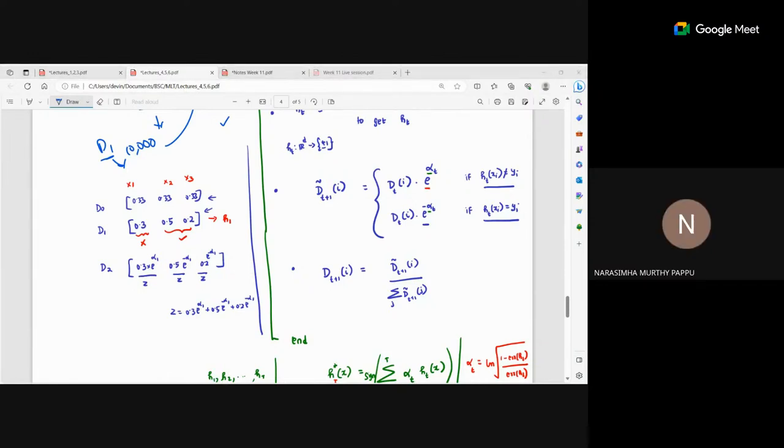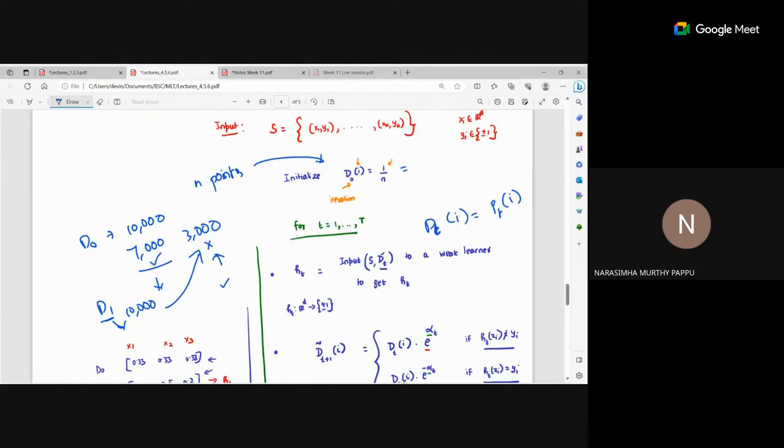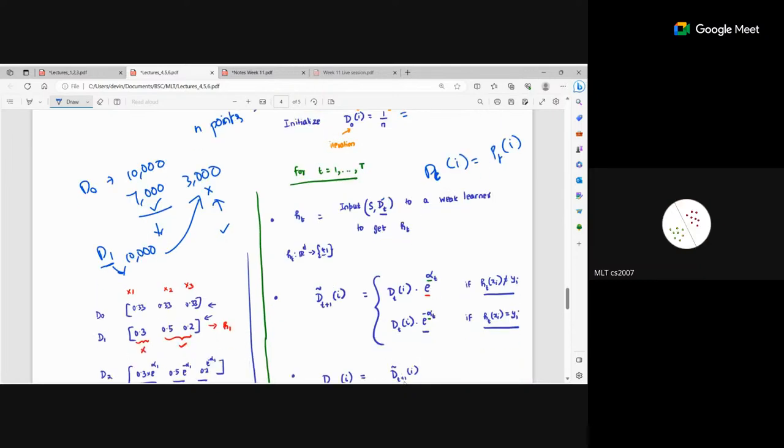So initially, you're saying the probability of selecting a point is equal across all the points. Yeah. But after the first round, we take the points, build a model, and classify them. Then we find that 7,000 of them were correctly classified and 3,000 were wrongly classified. Before we build the model again, we need to select the points. But how do I increase the probability for those 3,000? Yeah, that's what we're doing here.